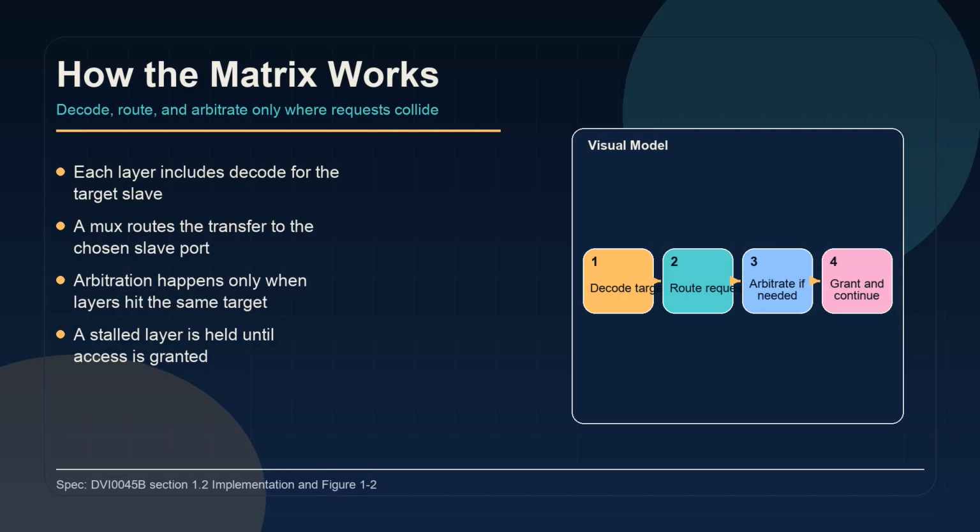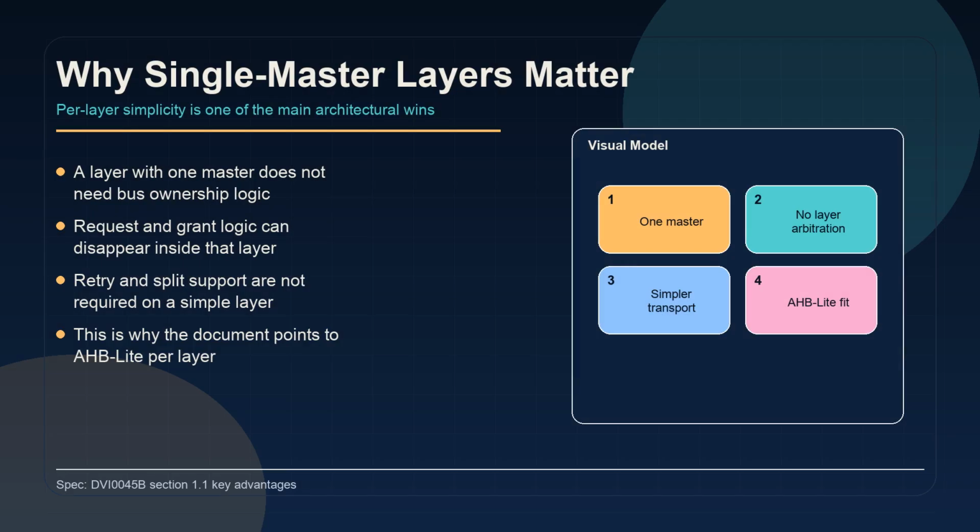The implementation summary is decode, route, and arbitrate only where it is needed. Each layer determines which slave it wants. The matrix muxes the request to that slave port. If two layers want the same destination, the arbitration happens there at the collision point instead of at one global shared bus choke point. One of the most important benefits is per-layer simplicity.